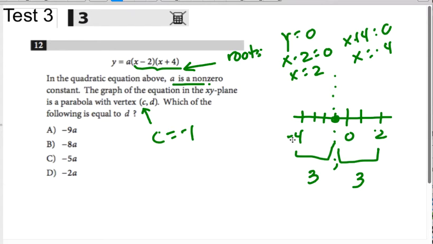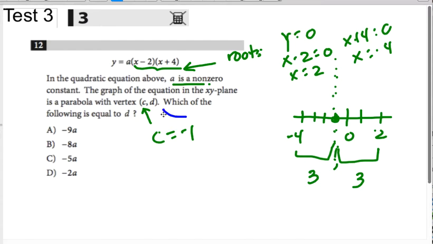The other way to do this is to FOIL everything out, and you could find the axis of symmetry by doing negative b over 2a, which would give you the C value, and that's fine. But it's a little more complicated, just because it's not really worth FOILing this out. So my axis of symmetry, wherever the parabola bends, whether it's a smile or frown, has to look like this. Once I know that C is negative 1, I'm asked to find the value of d.